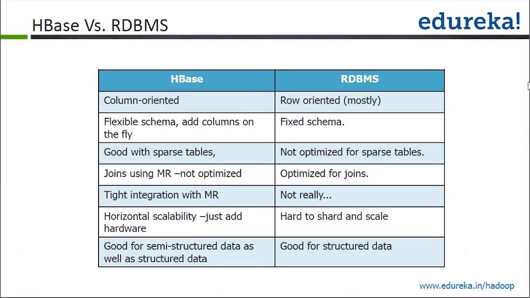In the case of an RDBMS, you have a fixed schema. Whenever you want to create a table, you first define the schema, like how many columns you want, and based on that you go ahead and design your solution. In the case of HBase, you will see a flexible schema, so you can add columns on the fly. Whenever you're inserting the data, at that time you tell it, okay, this is my column name and this is my value, go ahead and add that, and HBase will be able to do that. In the normal SQL world, that cannot happen, but in NoSQL, with HBase, this is possible.